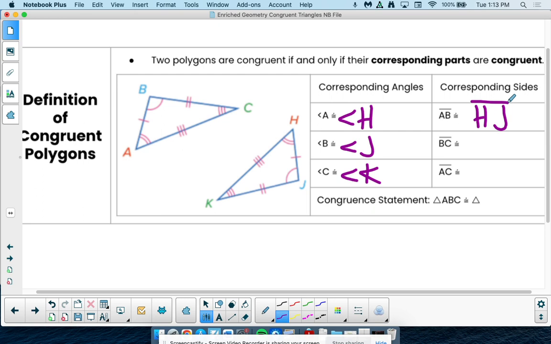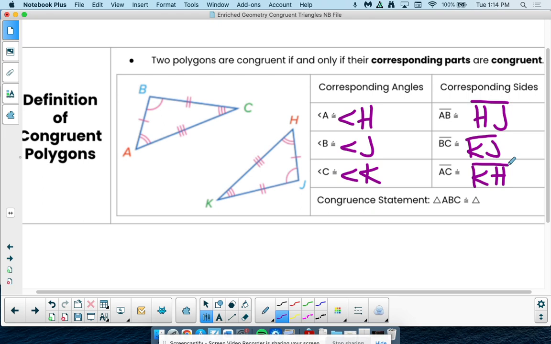Segment BC has 2 tick marks. Which one has 2 tick marks on our other triangle? JK or KJ. Perfect. Put your little segment bar on top. Then our last one, AC is congruent to? KH. Right. So now that we have 3 pairs of congruent angles and 3 pairs of congruent sides, we can finally say that these 2 triangles are congruent. So we can finish out this congruency statement.